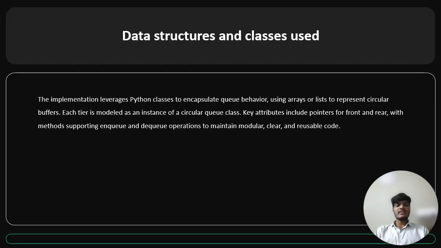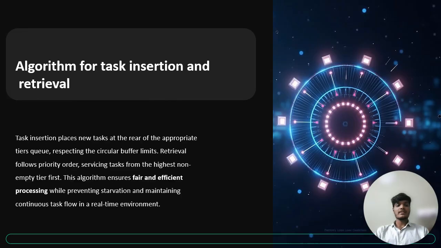The implementation leverages Python classes to encapsulate queue behavior, using arrays or lists to represent circular buffers. Each tier is modeled as an instance of a circular queue class. Key attributes include pointers for front and rear, with methods supporting enqueue and dequeue operations to maintain modular, clear, and reusable code. Next, algorithm for task insertion and retrieval.